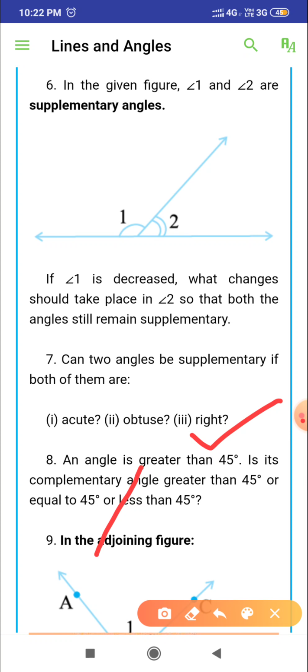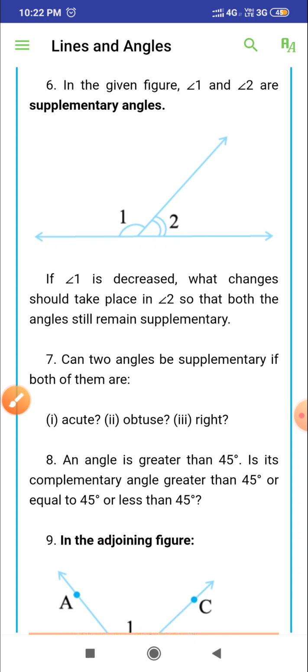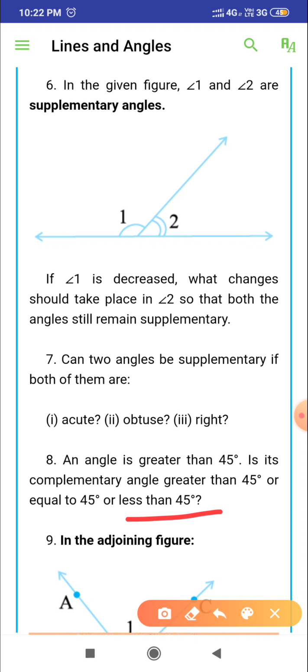Move to our next question, and the next question is: an angle is greater than 45 degrees. Is its complementary angle greater than 45, or equal to 45, or less than 45? So if the measurement of an angle is greater than 45, then its complementary angle is definitely less than 45. So the correct answer is less than 45 degrees.